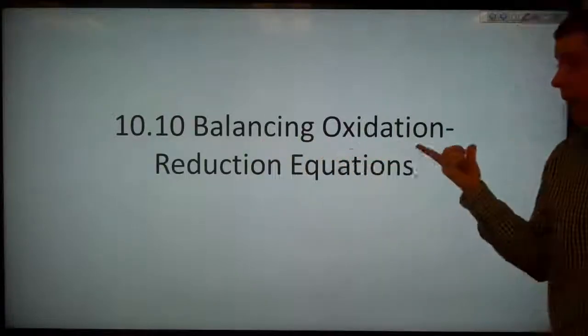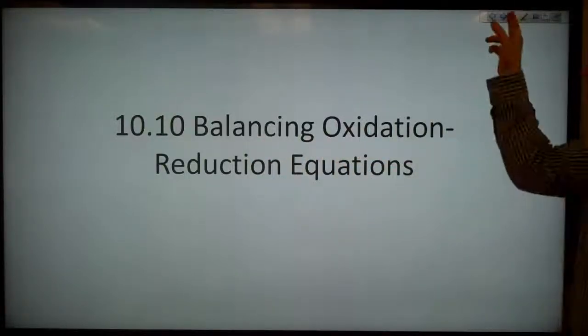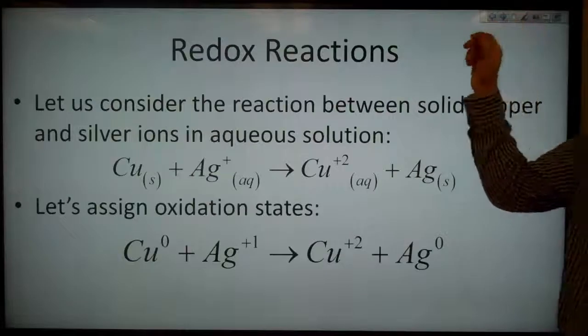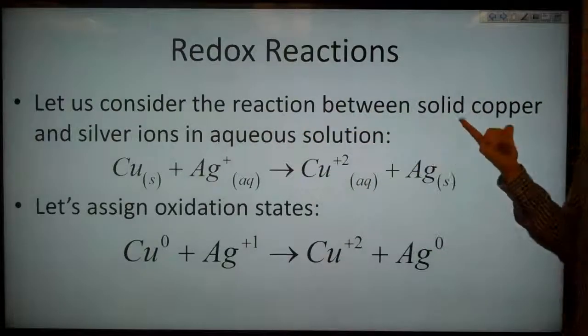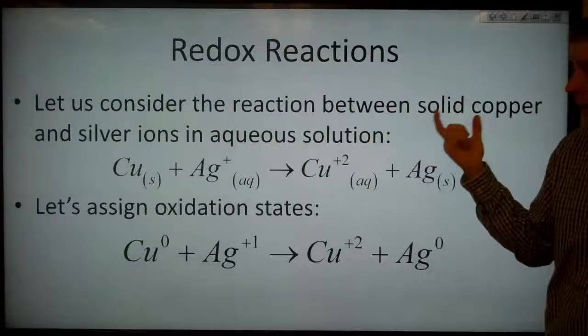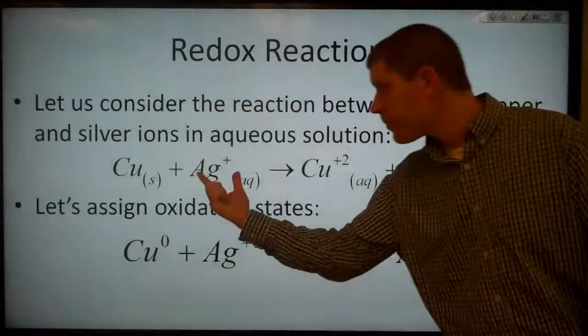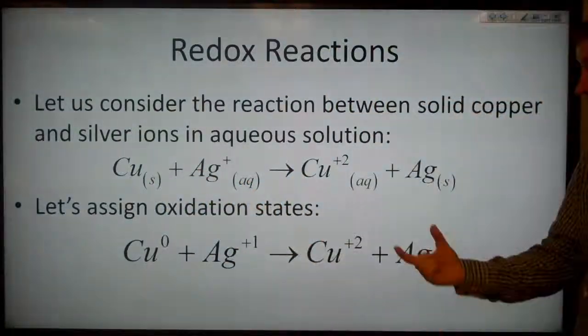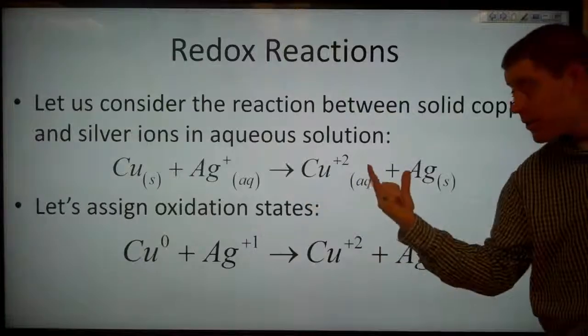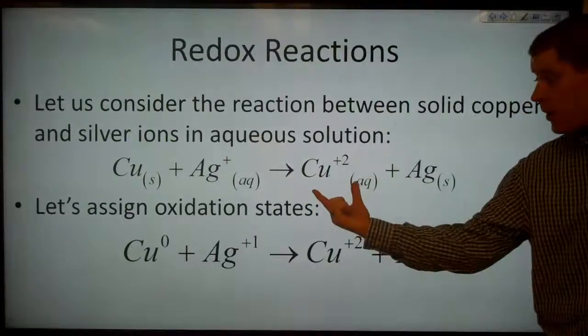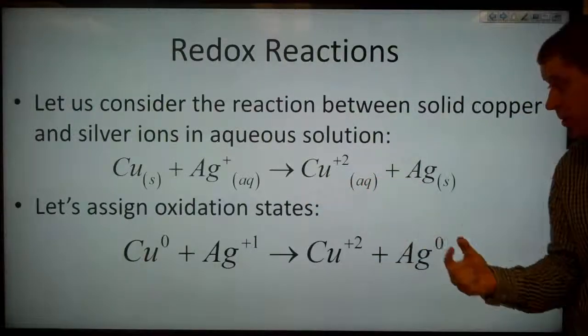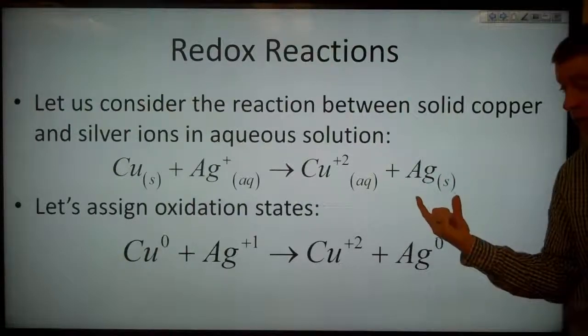Welcome to Balancing Oxidation-Reduction Equations. So, let's consider the reaction between solid copper and silver ions in aqueous solution. So we have solid copper plus aqueous silver ions. They react together to give us copper ions in solution and solid silver.